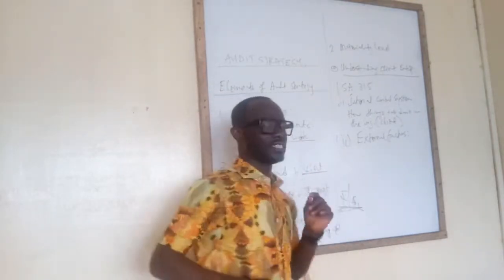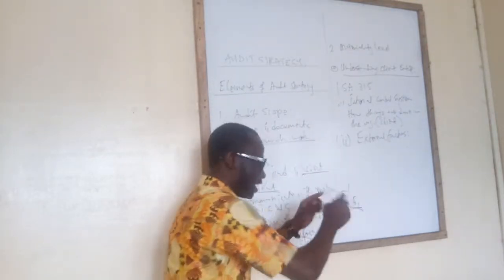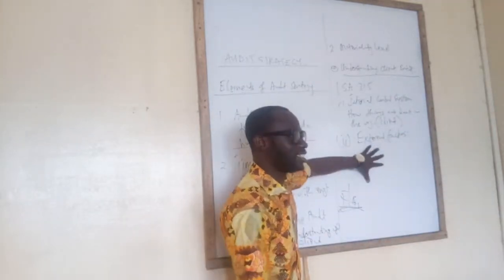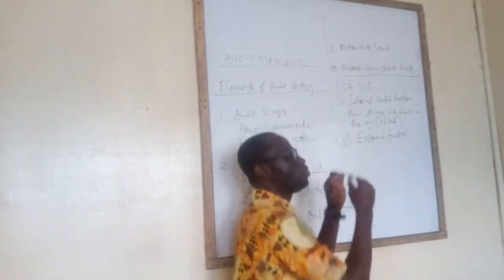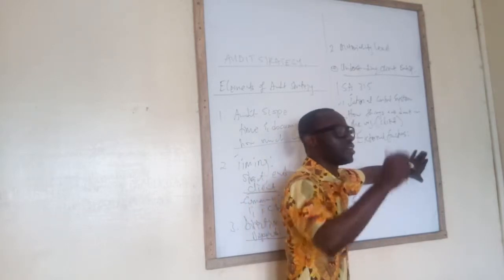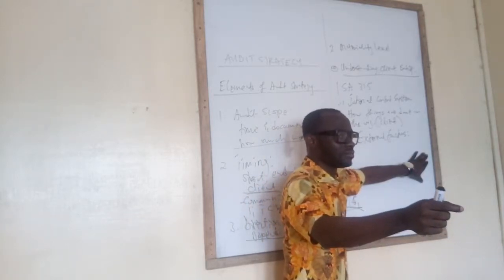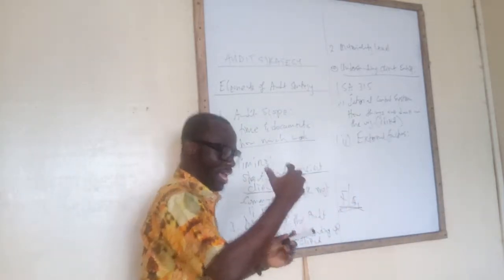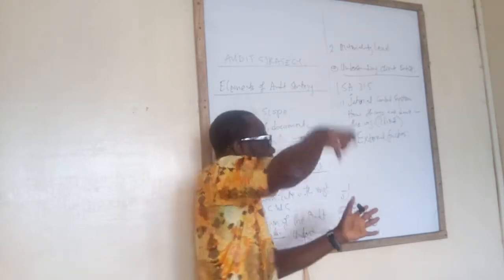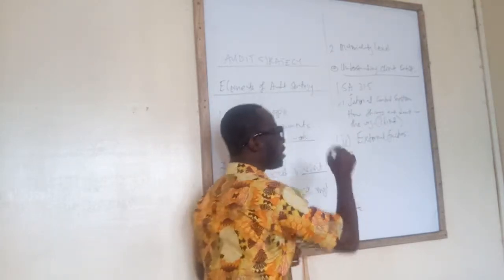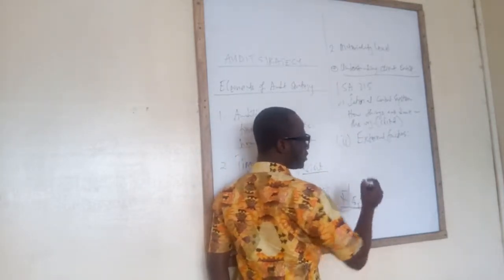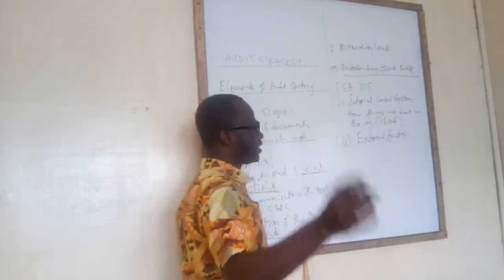Now, what are external factors? These are factors that are within the environment or industry of the client entity that may cause management to be involved in preparing financial statements with material misstatements. So the external factors are the factors within the environment or the industry that the client entity is operating in that may cause management to be engaged in preparing financial statements that are materially misstated.